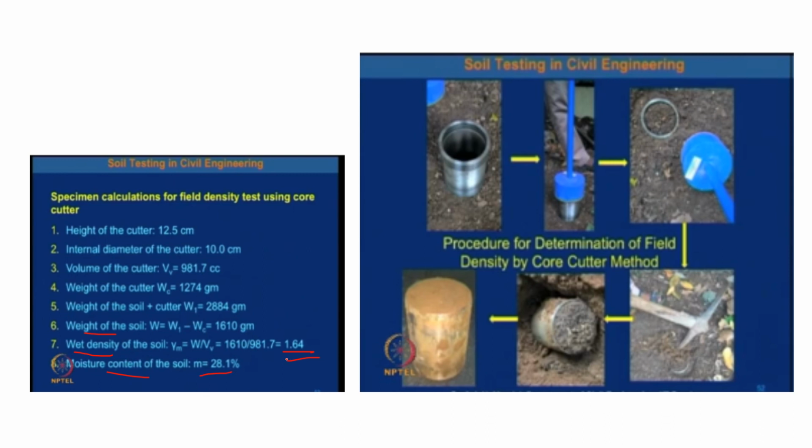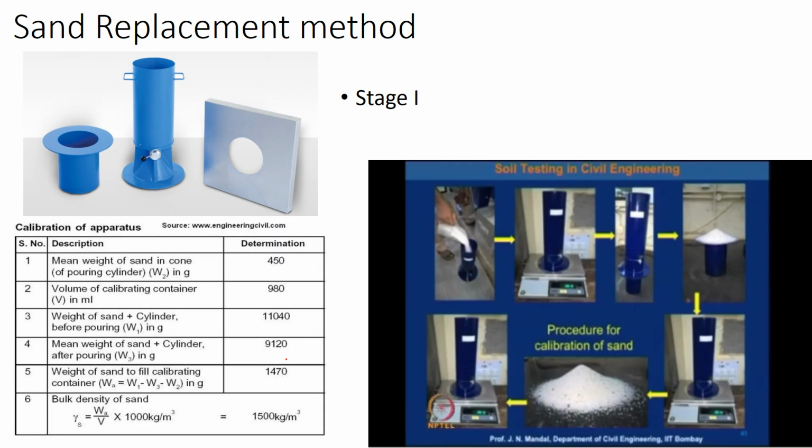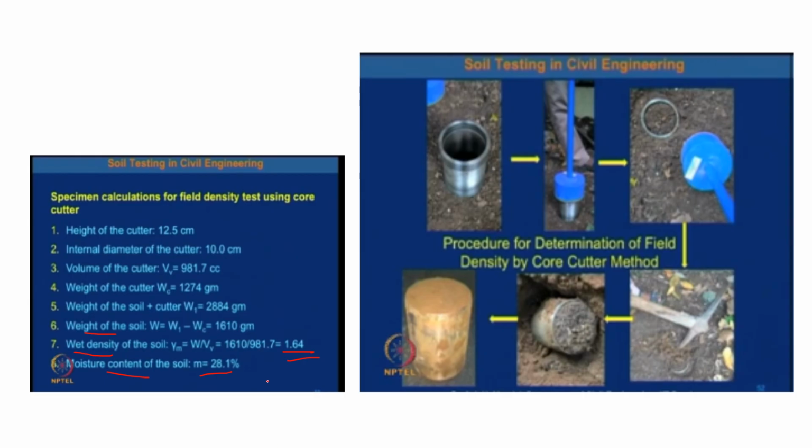Then you find the dry density of the soil. How do you find dry density? The formula is gamma d equals gamma b divided by 1 plus water content. Yes, thank you. This is how we find the dry density. From dry density we can get one more important parameter. What is that?